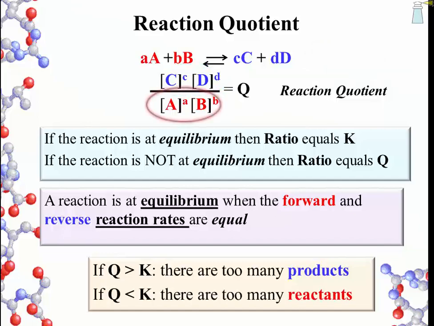Q is less than K when the expression has a denominator that is proportionally larger than it is at equilibrium. This happens early on in a reaction when there's still a lot of reactant. The pace of the forward reaction is greater than the pace of the reverse reaction. As the concentration of reactants decreases, the ratio approaches the equilibrium constant.